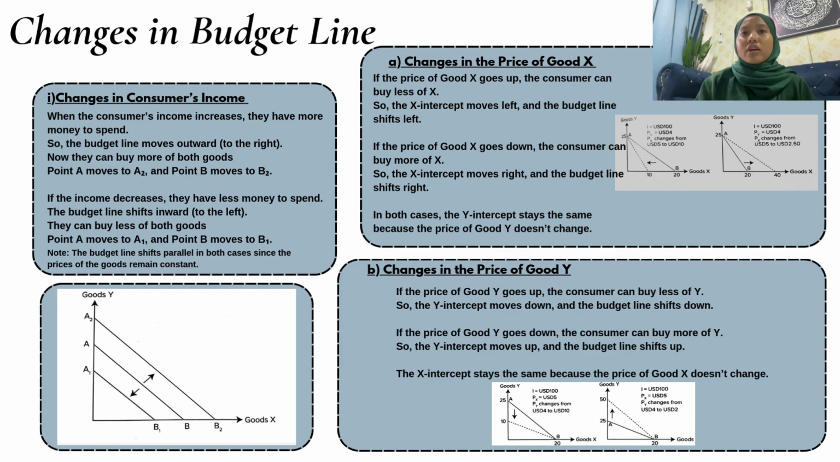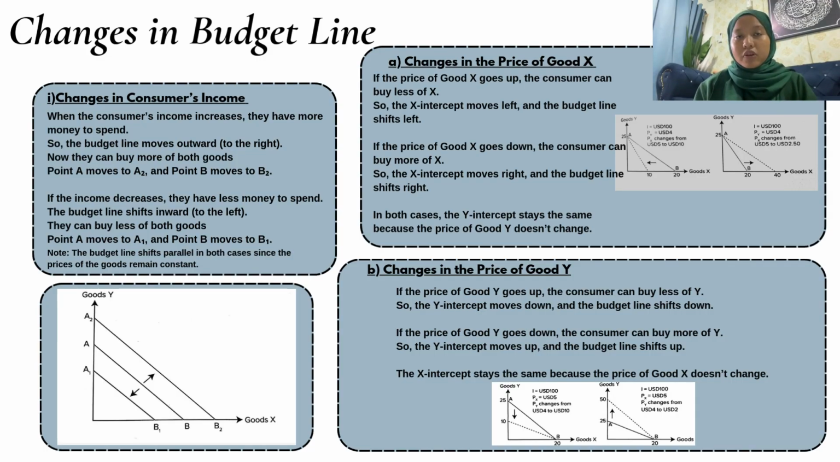If the price of good X goes up, the consumer can buy less of X. So the X intercept moves to the left and the budget line shifts left. If the price of good X goes down, the consumer can buy more of X. So the X intercept moves right and the budget line shifts right. In both cases, the Y intercept stays the same because the price of good Y does not change.